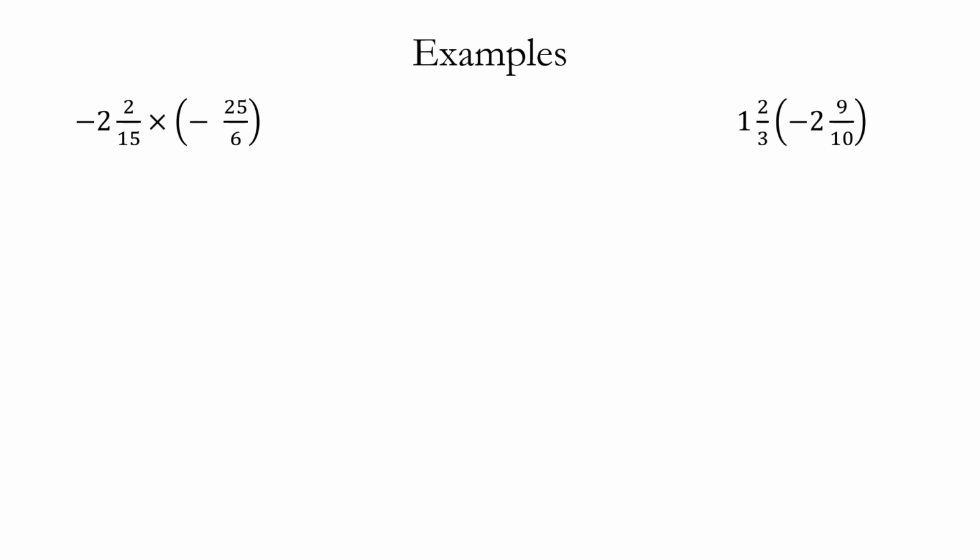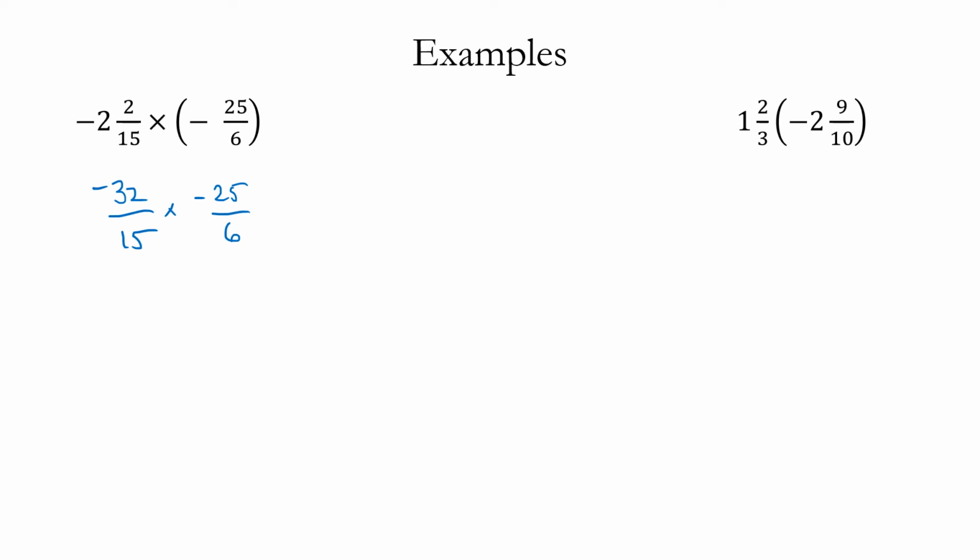Looking at these, I'm going to turn this into an improper fraction. So 2 times 15 is 30, plus 2 is 32, so negative 32 15ths, and that's being multiplied by negative 25 sixths. Those parentheses aren't doing anything other than telling you that it's a negative 25 and not a minus 25.